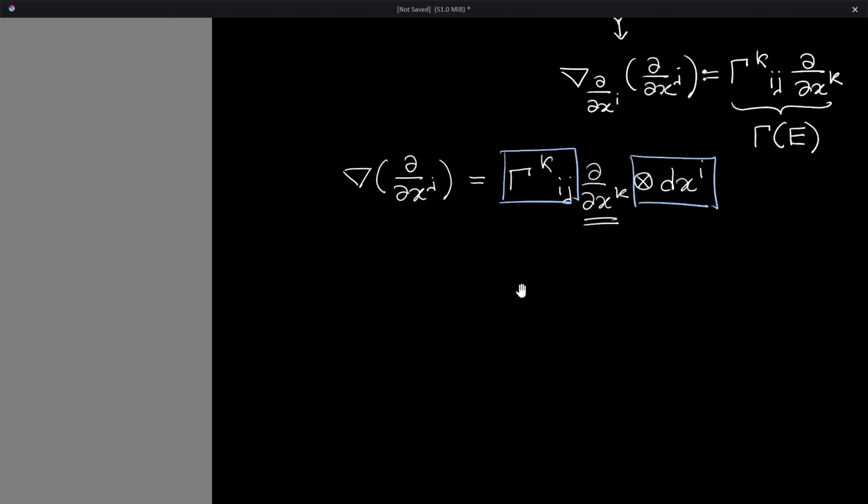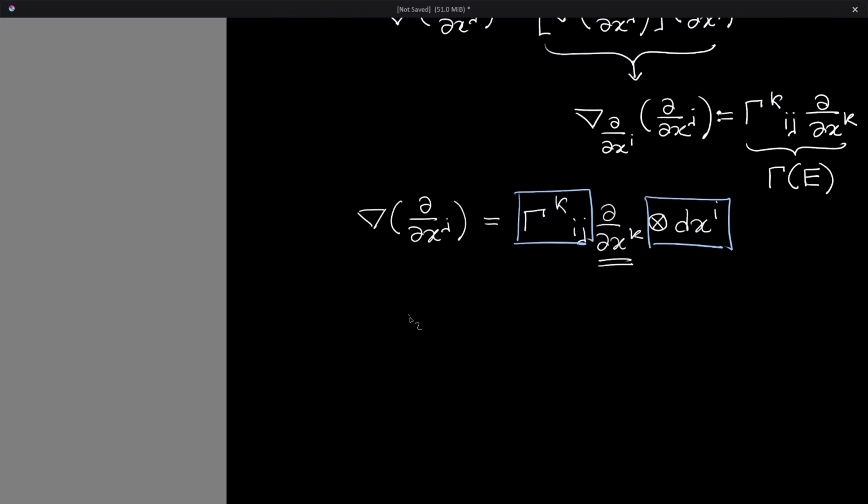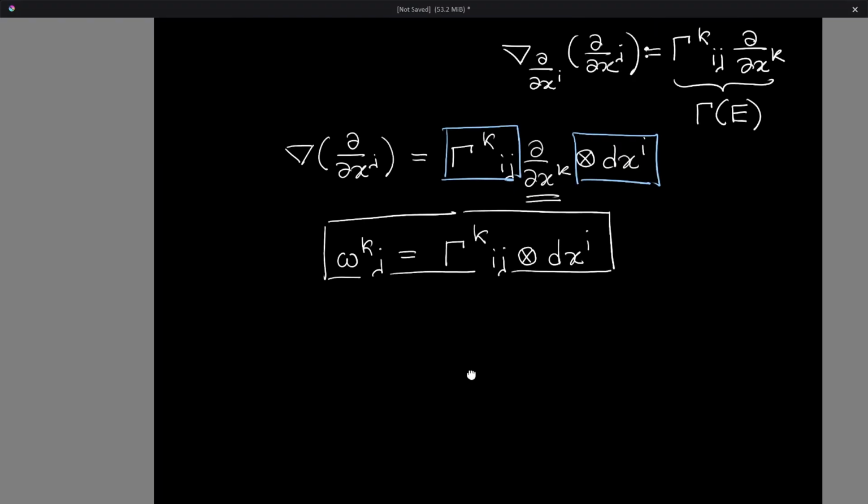So therefore, omega kij is equal to the Christoffel symbol kij tensored dxi. And so that is the relationship between the two. So they're directly connected to each other.